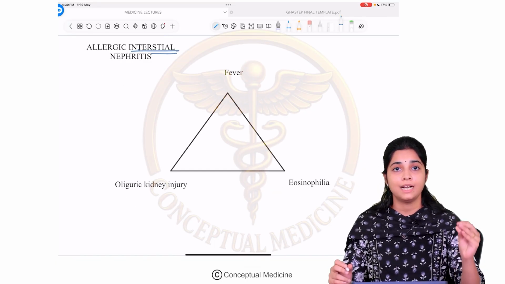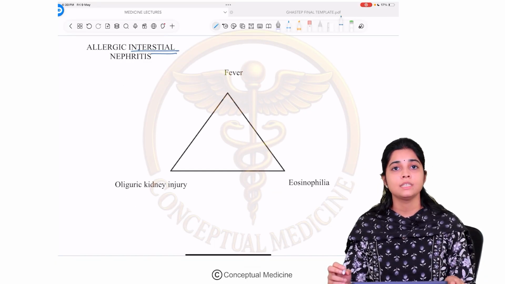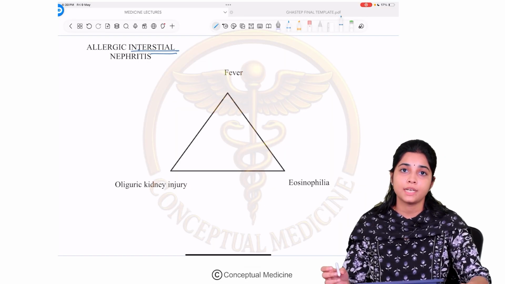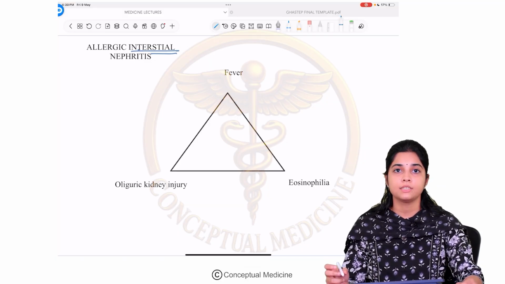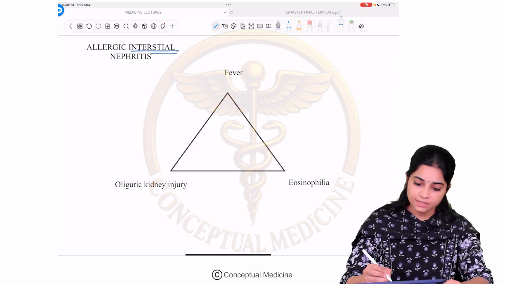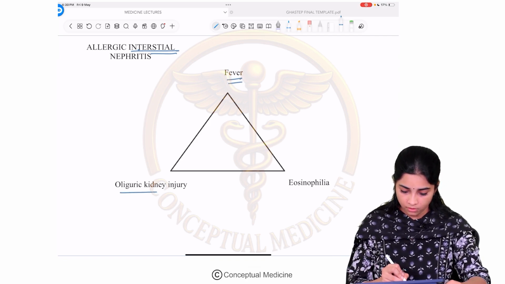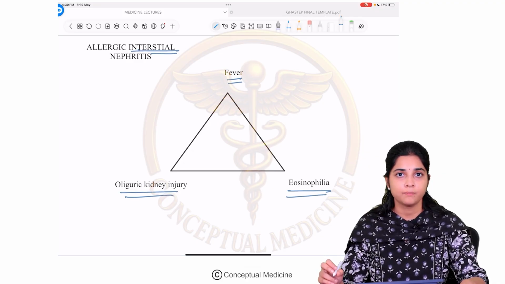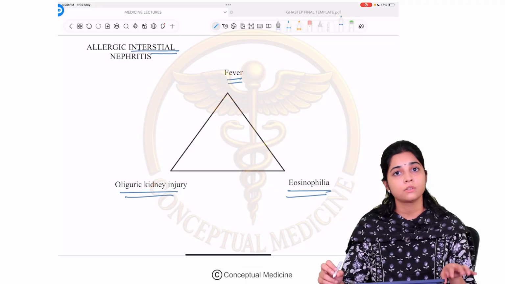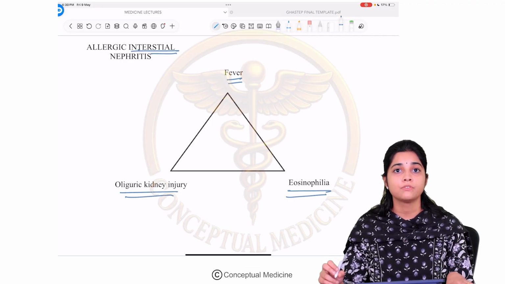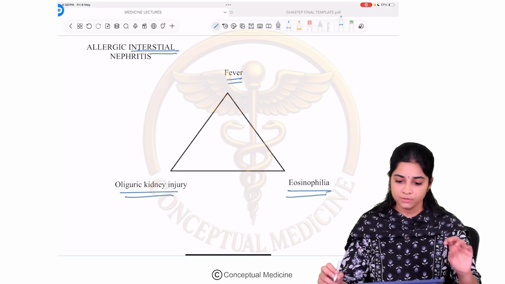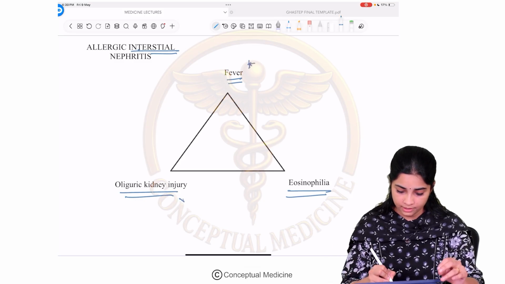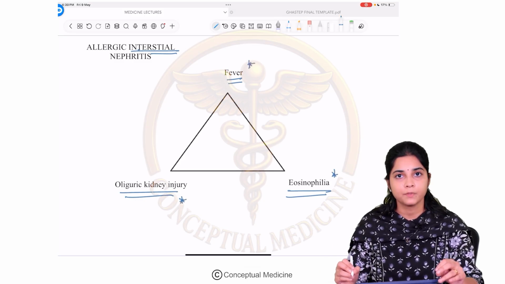So, we are dealing with allergic interstitial nephritis. Allergic interstitial nephritis basically presents with a triad of clinical features. So, what is the triad of clinical features in which this allergic interstitial nephritis presents? It presents with a triad of fever, oliguric kidney injury and eosinophilia. Where else have we seen eosinophilia, right? Eosinophilia is also seen in chronic interstitial nephritis, okay? And eosinophilia is also seen in atherosclerotic disease. So, it comprises a triad of clinical features which includes fever, oliguric kidney injury and eosinophilia, okay?